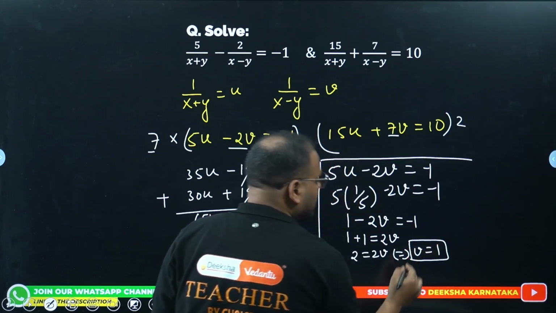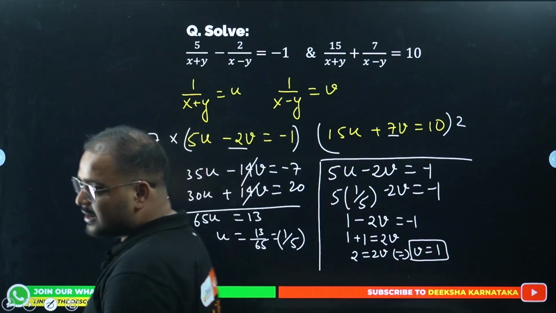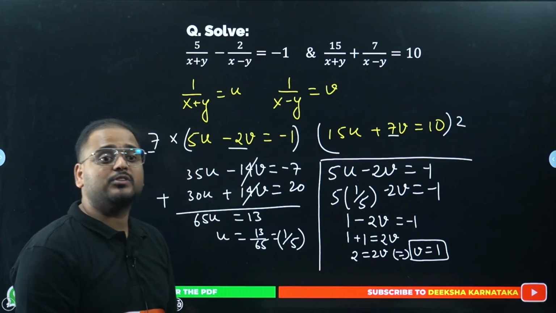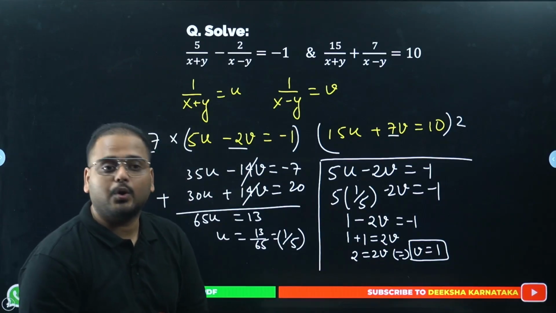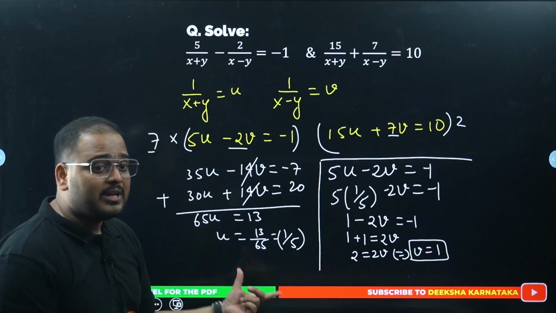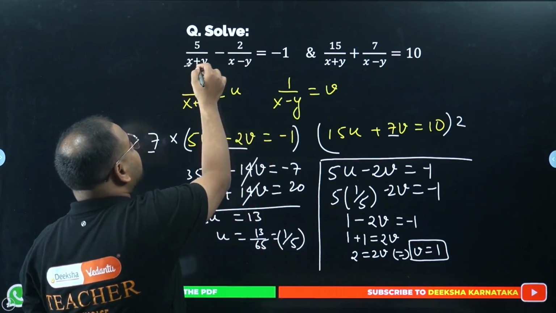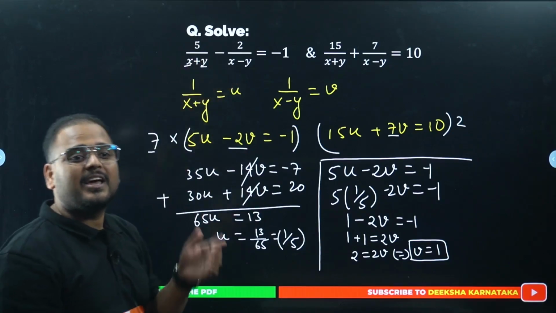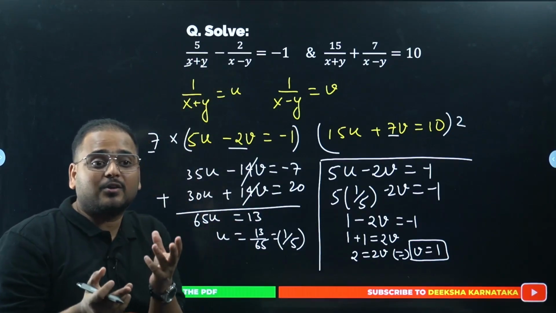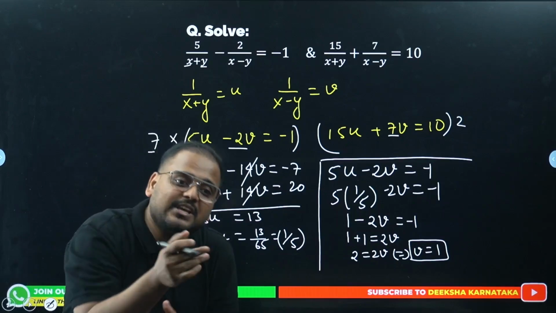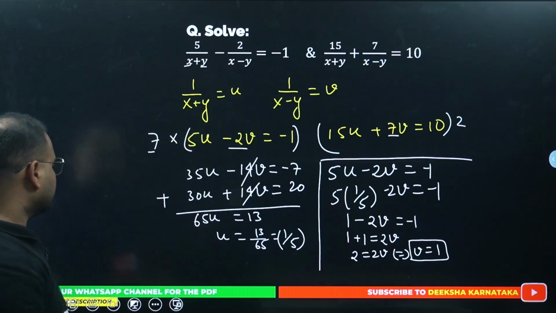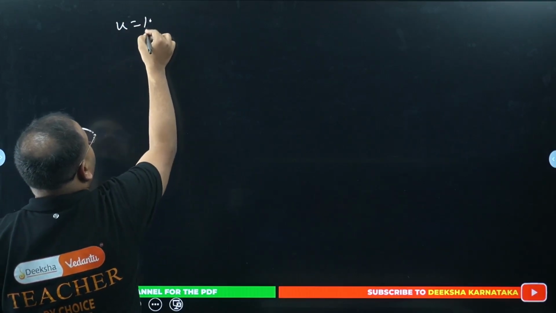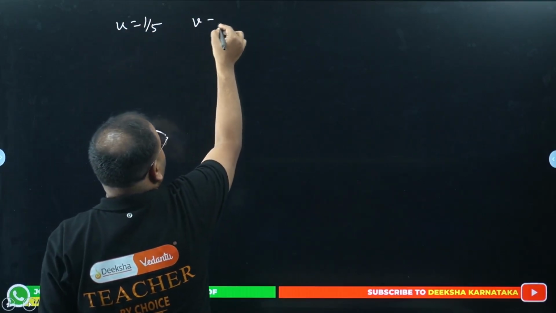So far what we have got: v is 1 and u is 1 by 5. Is our work done? No. They didn't ask us to find u and v, they asked us to find x and y. Solve means you have to find the solutions in terms of the variables they have given. So u is 1 by 5, v is 1. Let me write here: u is 1 by 5 and v is 1.